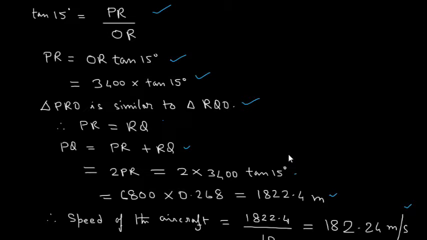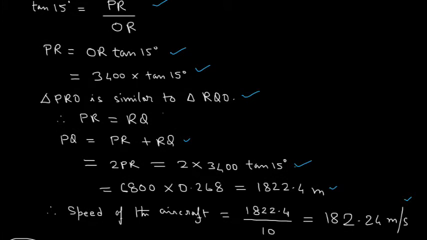Putting the value of OR, we get 2 into 3400 tan 15 degree, and calculating it, we get 6800 into 0.268, which is equal to 1822.4. Speed of the aircraft is equal to 1822.4 upon 10, which is equal to 182.24 meter per second.